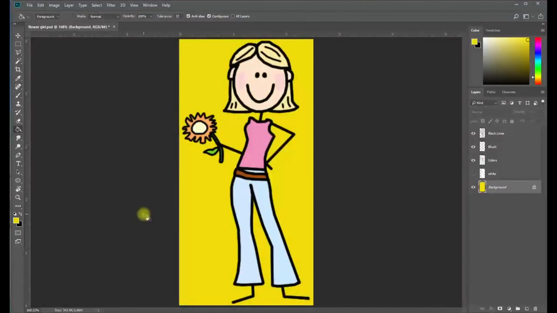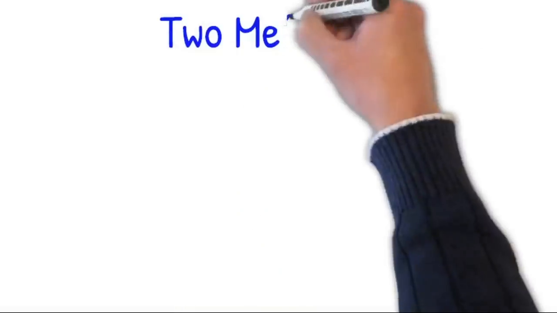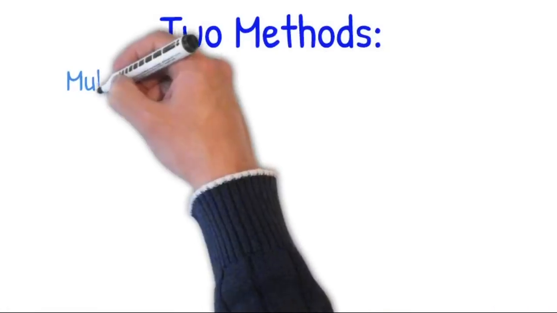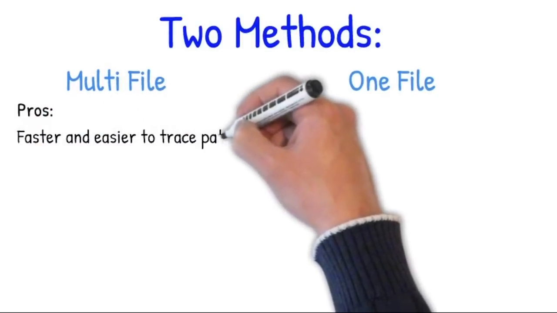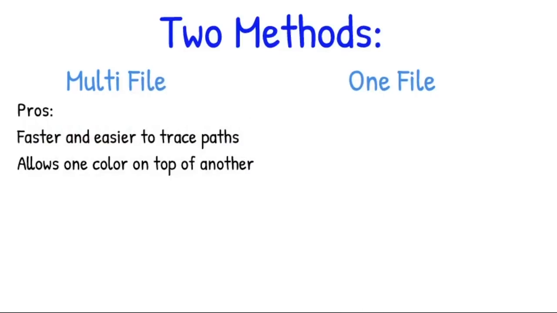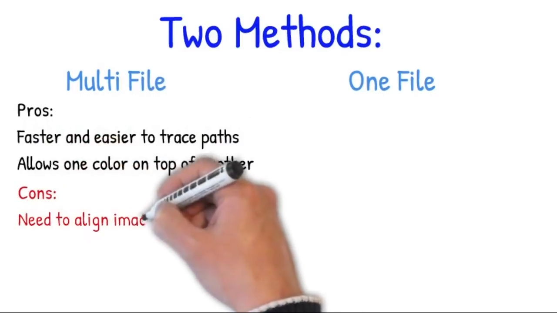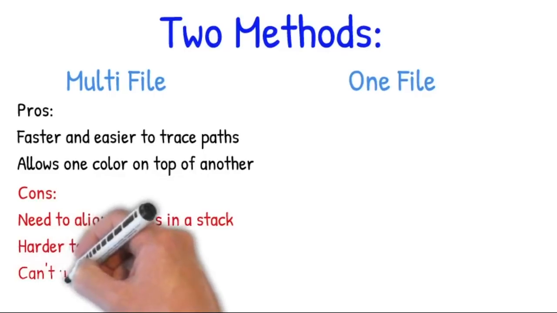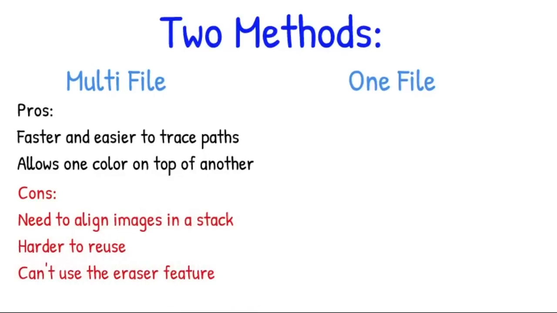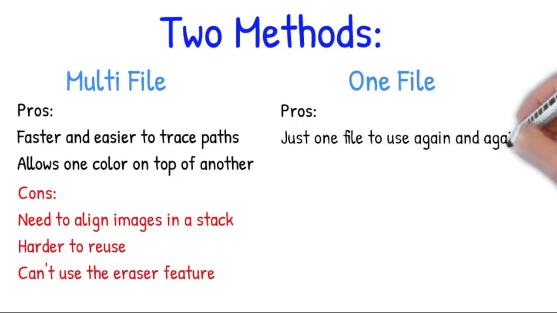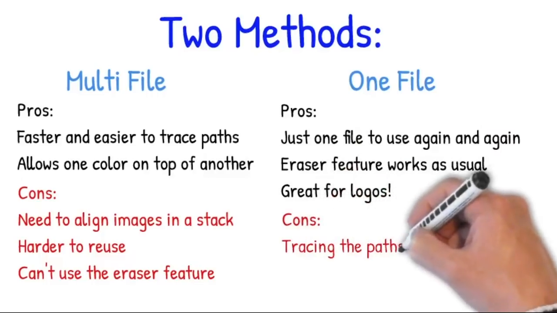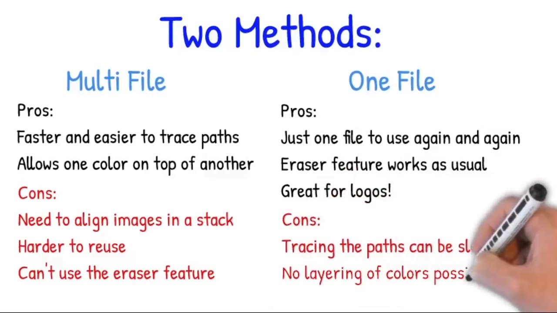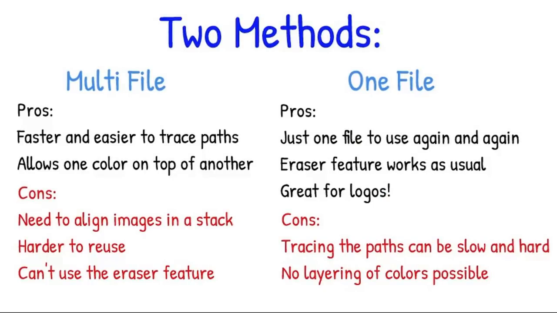Okay, that's enough of Photoshop for now. Let's head over to Doodly. Let's look at the 2 methods of coloring in Doodly, multi-file and one file. Multi-file pros: faster and easier to trace the paths, allows one color on top of another. Cons: need to align the images in a stack, harder to reuse. You can't use the eraser feature. One file pros: just one file to use again and again. The eraser feature works as usual. It's great for logos. Cons: tracing the paths can be slow and hard. No layering of colors is possible.